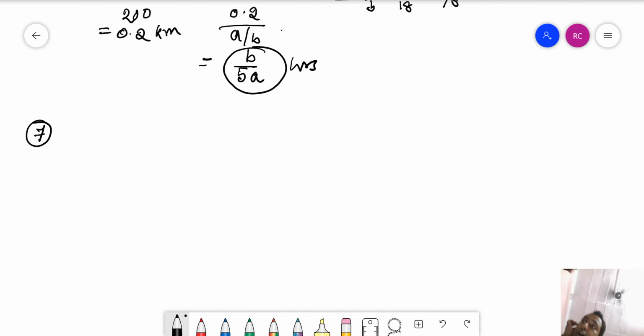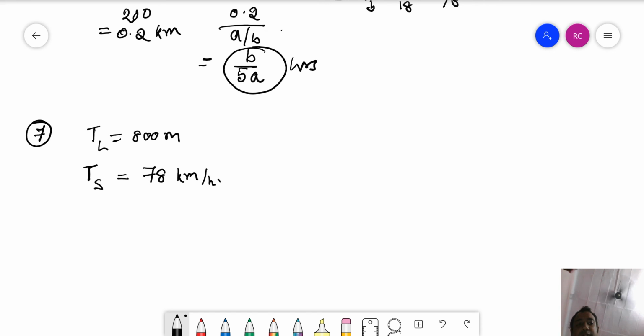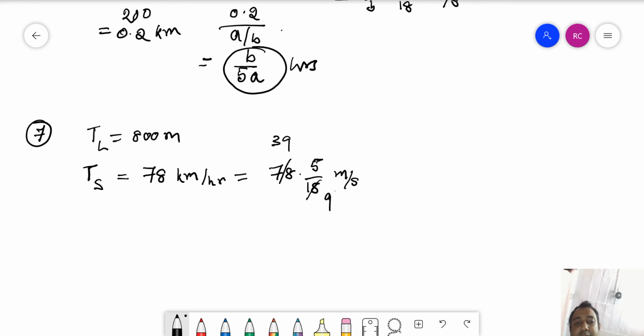Next, we have a train whose length is 800 meters and which has a speed of 78 kilometers per hour, and it's always easier to convert it into meters per second. This would give us 39 and this would give us 9. We can again cut by 3, and we get 13, or you get 65 by 3 meters per second.